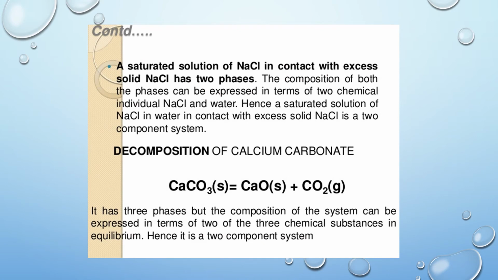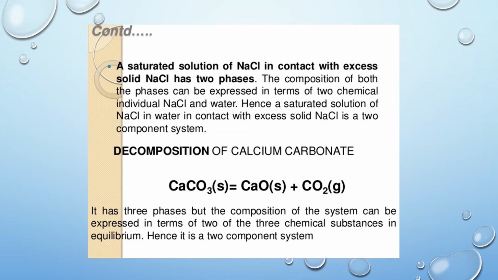Another example is NaCl solution. A saturated solution of NaCl in contact with excess sodium chloride has two phases. The composition of both the phases can be expressed in terms of two chemical individuals, NaCl and H2O, water. Hence, a saturated solution of NaCl in water in contact with excess sodium chloride is a two-component system.